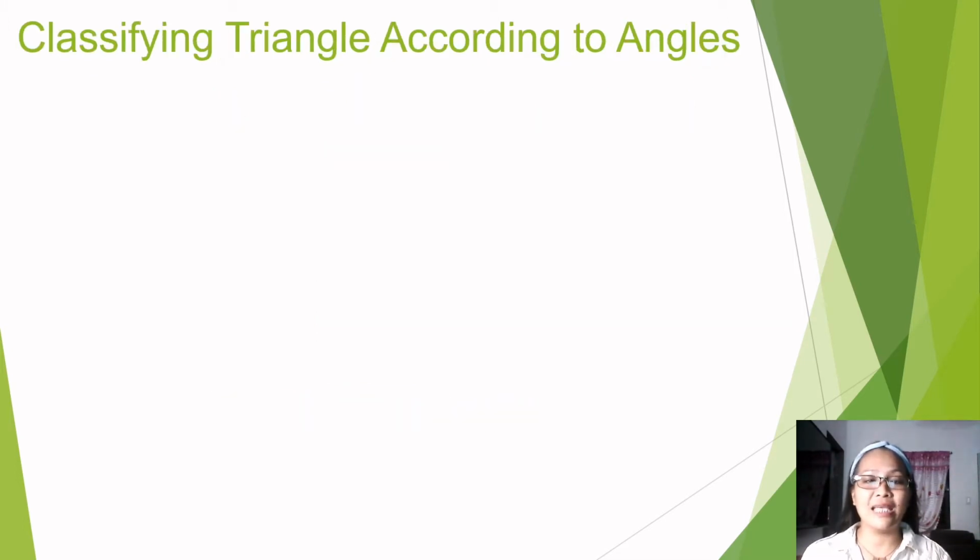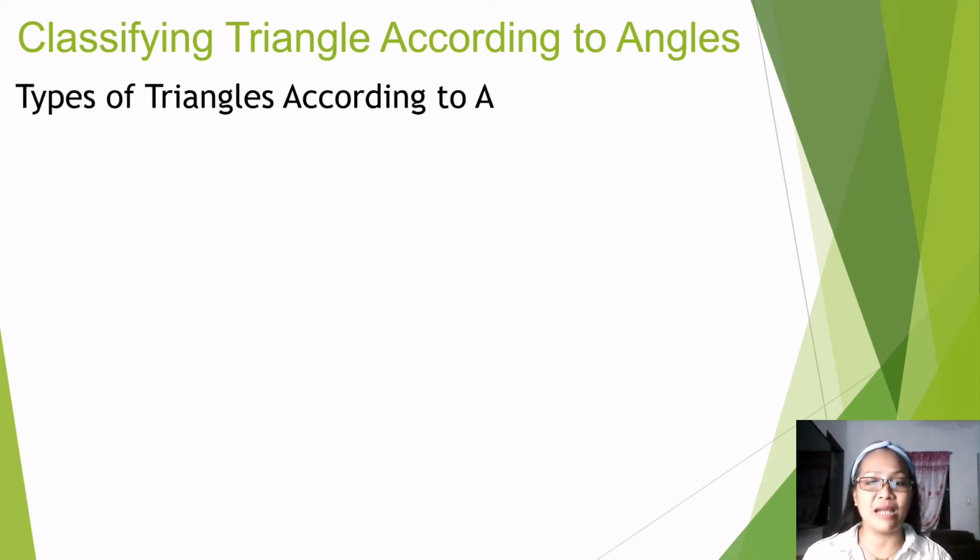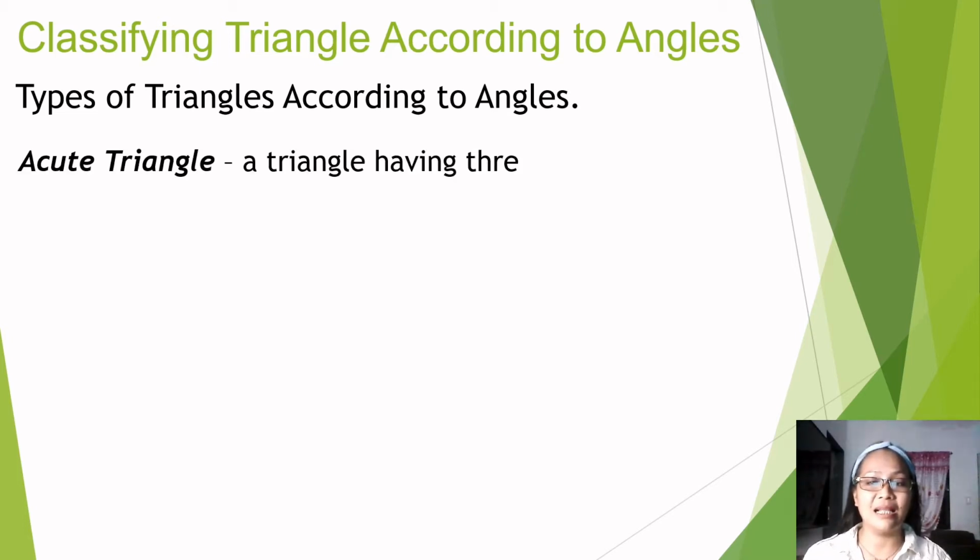Our lesson for today is about classifying triangles according to angles. First, we need to tackle types of triangles according to angles. So number one, we have the acute triangle, a triangle having three acute angles. When we say acute angles, these are angles less than 90 degrees.